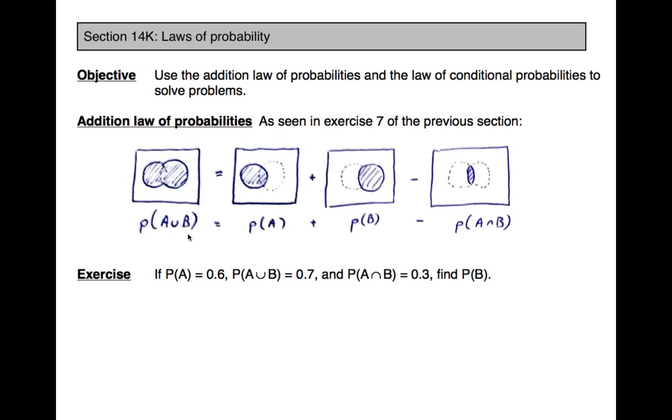So we're just going to apply this formula directly. P of A union B is 0.7. P of A is 0.6, P of B is what we're looking for, and P of A intersection B is 0.3. So once we have all these numbers, it's simple arithmetic to find that P of B equals 0.4. Event B has a 40% chance of happening.